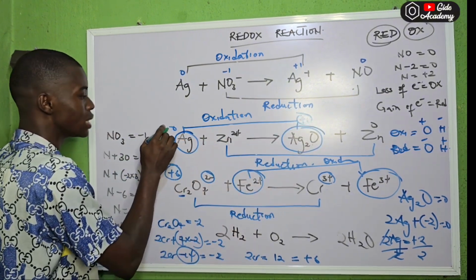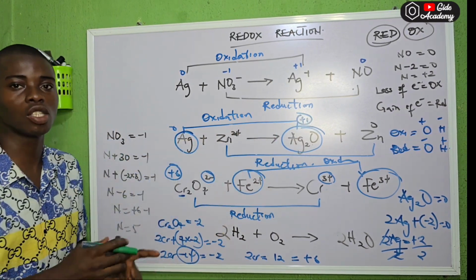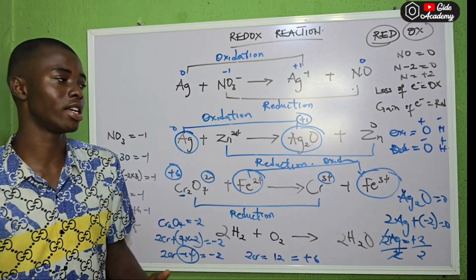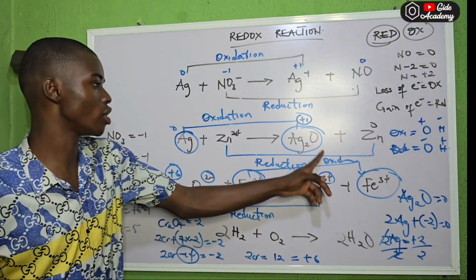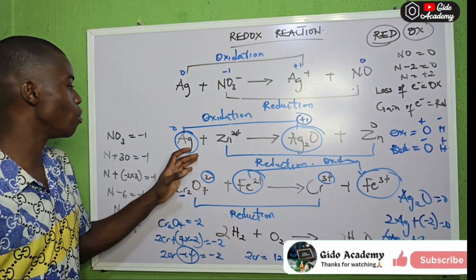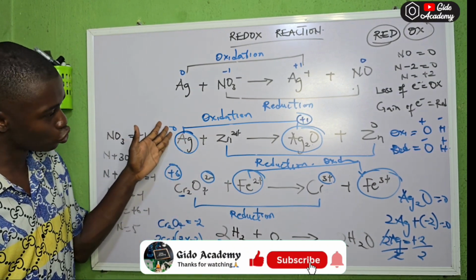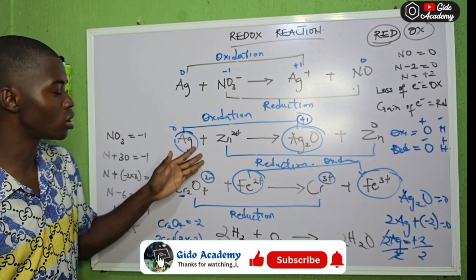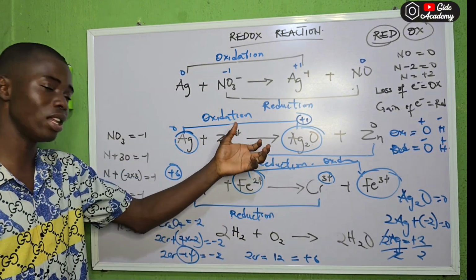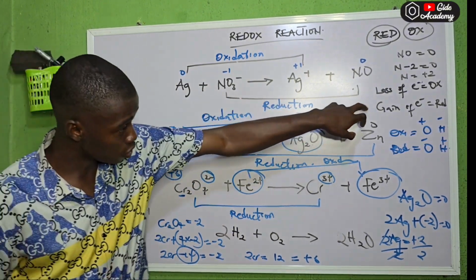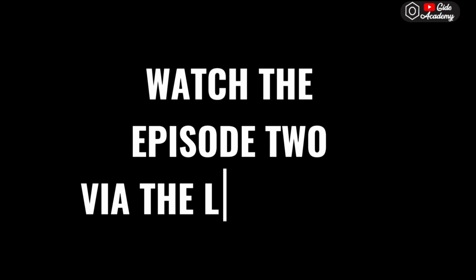So if you are moving from 0 to plus 1, that means you are losing 1 electron. Plus means you are losing electron. Minus means you are gaining electron. So loss of electron explains what? Oxidation. Addition of oxygen explains what? Oxidation. Removal of hydrogen explains what? Oxidation. Addition of hydrogen explains what? Reduction. Removal of oxygen explains what? Reduction. Gain of electron explains what? Reduction. While loss of electron explains what? Oxidation.